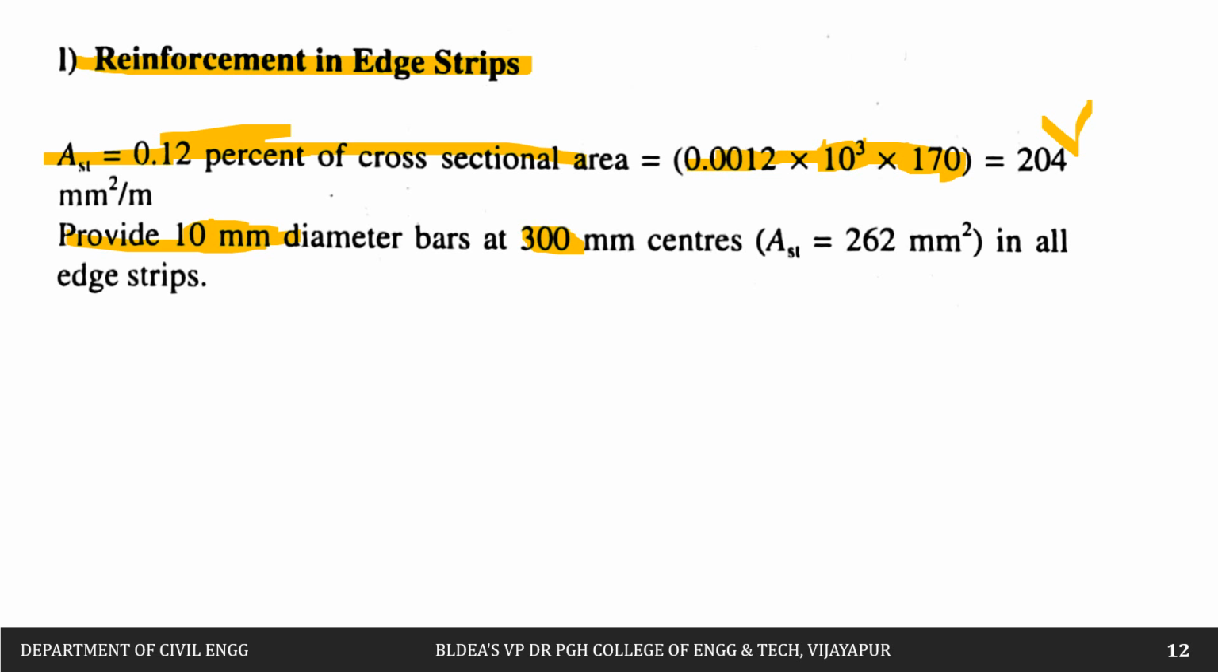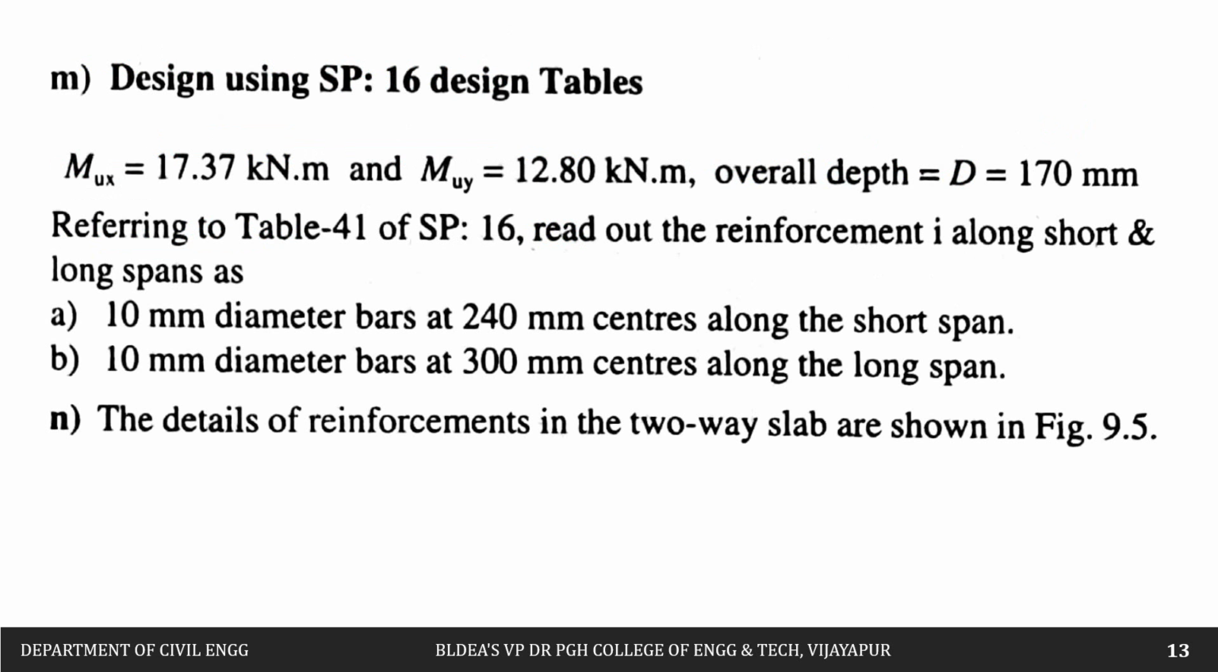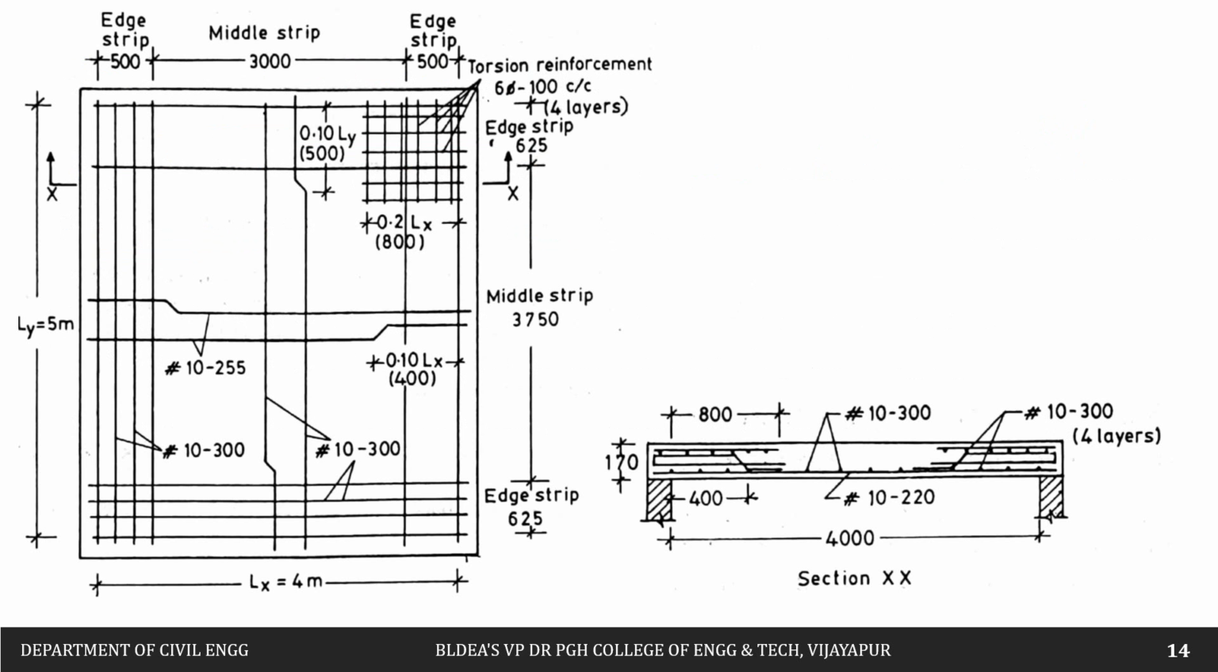So therefore we'll provide this in the edge strip. If you see now, this is the slab we have, which is of size 4 meters by 5 meters. In this direction it is 4 meters, in this direction it is 5 meters. Then next, this is the short span and this is the long span.